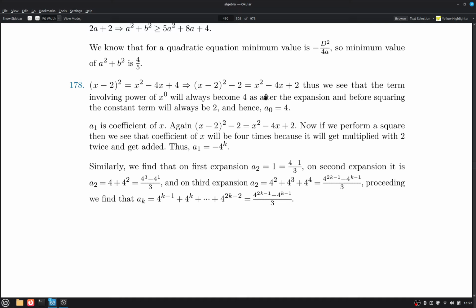So the coefficient of a square after expanding this is (4^3 - 4)/3. On the third expansion, it will become 4^2 + 4^3 + 4^4, that is (4^(2k-1) - 4^k)/3. And proceeding similarly, we find the term ak as (4^(2k-1) - 4^k)/3.